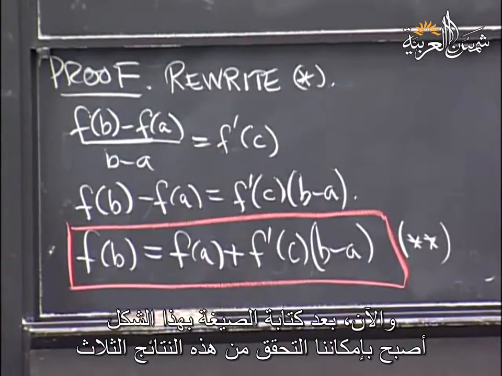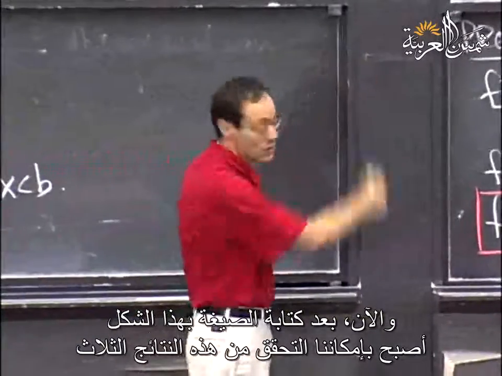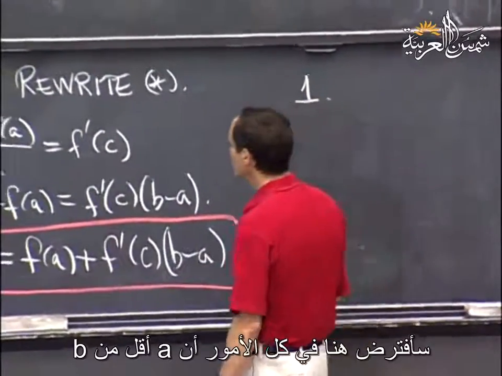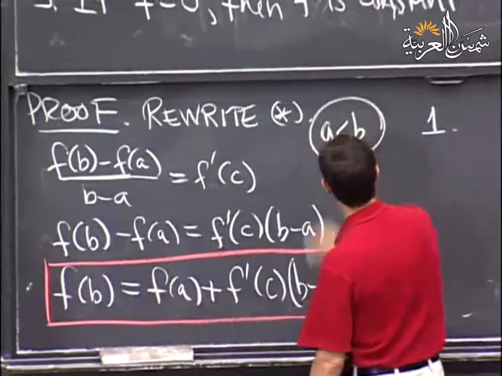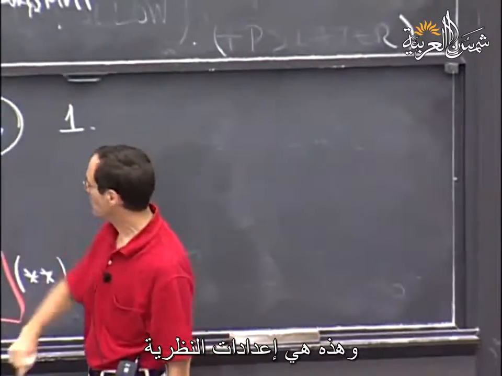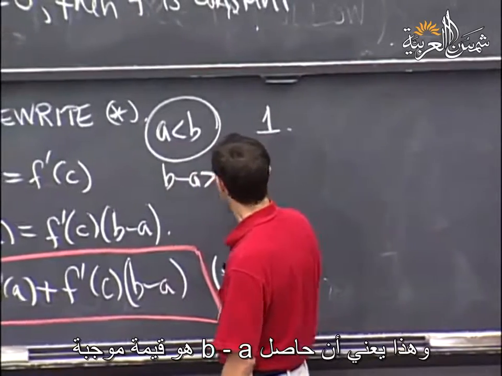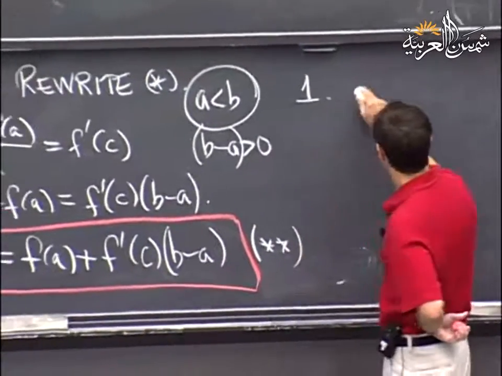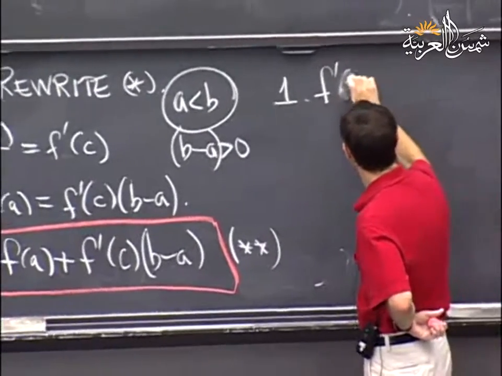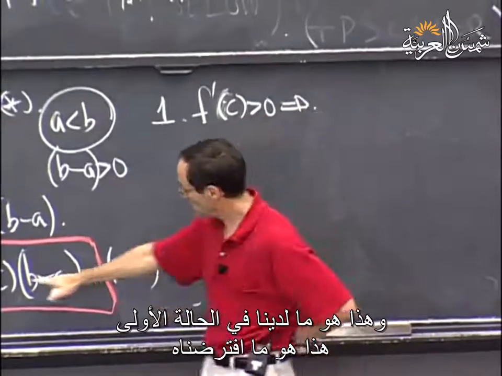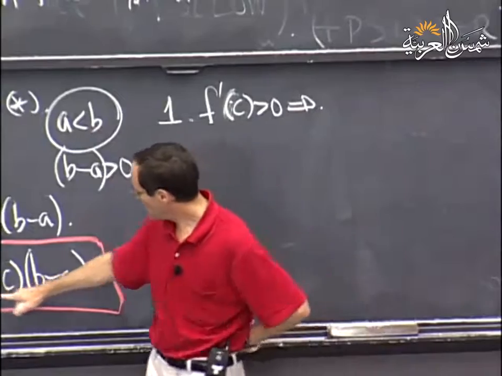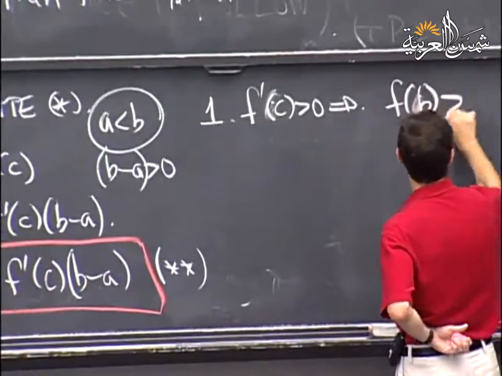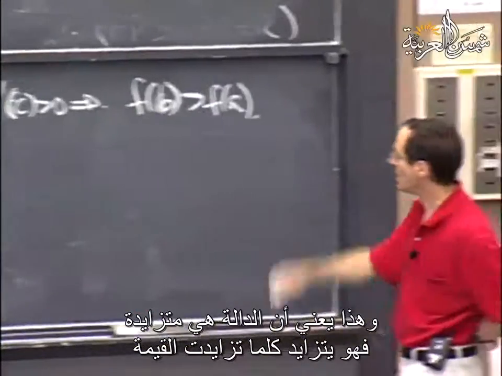And now, with the formula written in this form, I claim that I can check these three facts. So let's start with the first one. I'm going to set things up always so that a is less than b. And that's the setup of the theorem. And so that means that b minus a is positive, which means that this factor over here is a positive number. If f prime is positive, which is what happens in the first case, that's the assumption that we're making, then this is a positive number, and so f of b is more than f of a. Which means that it's increasing. It goes up as the value goes up.